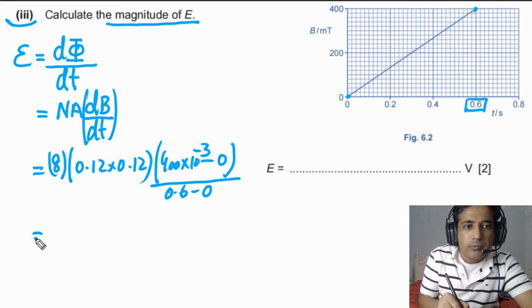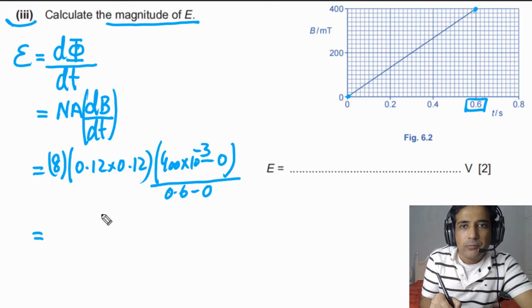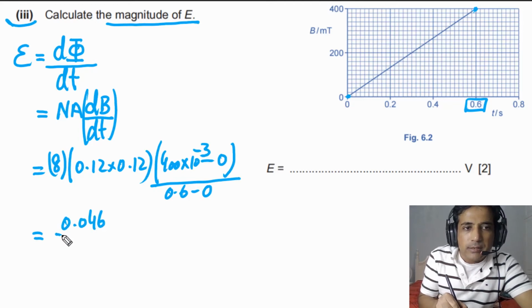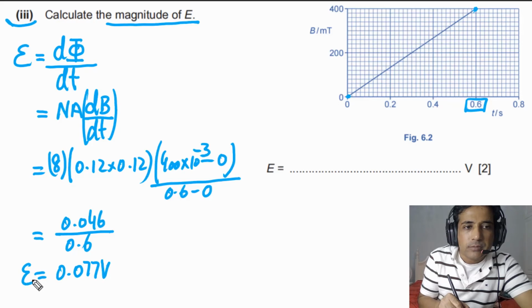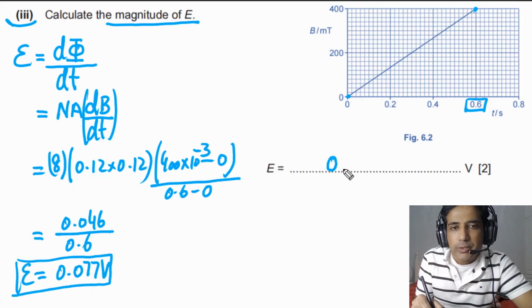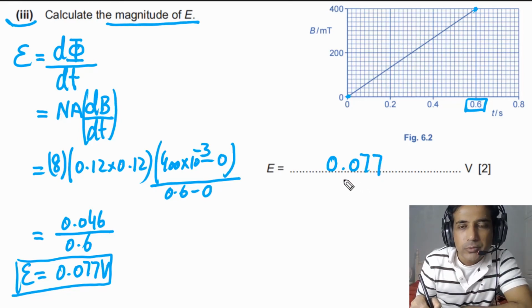Now simply we need to solve this one. If we solve this, we will get 0.046. This is the magnetic flux linkage and the time is 0.6. And our final answer in this case will be equal to 0.077 volts. And this is the magnitude of induced EMF. So simply we need to write down here 0.077 volts.